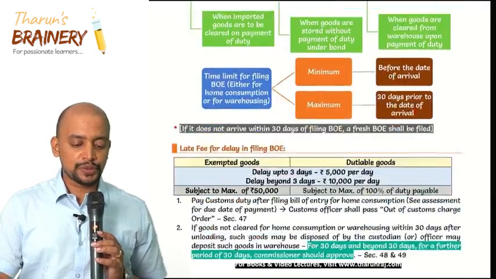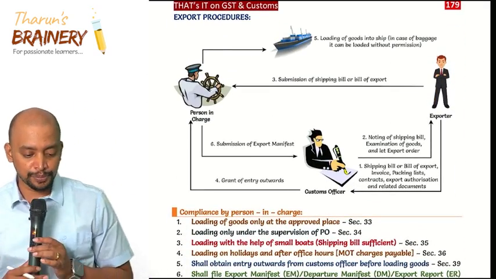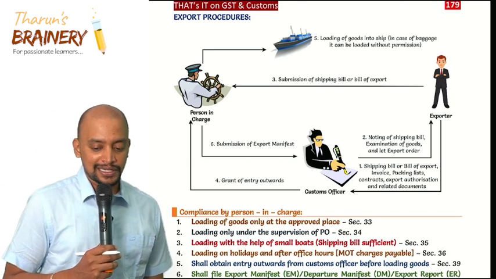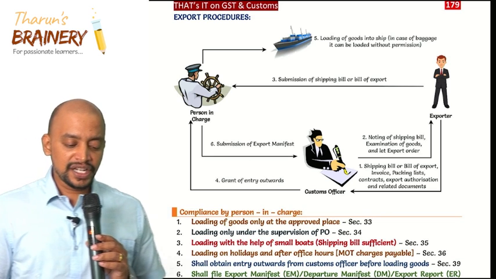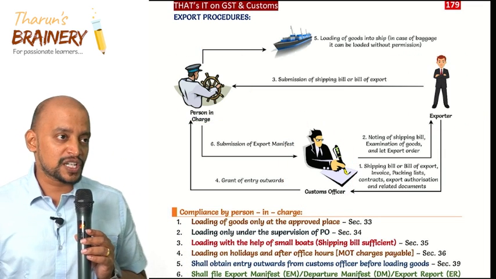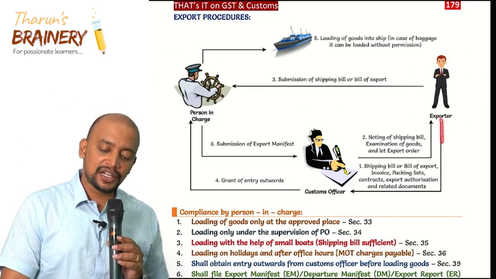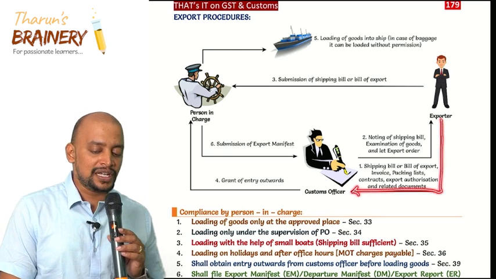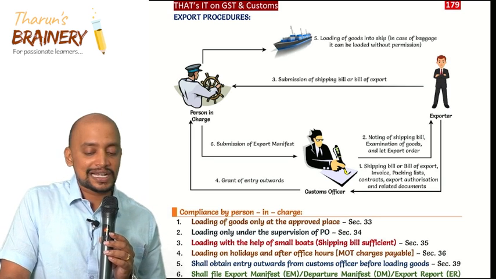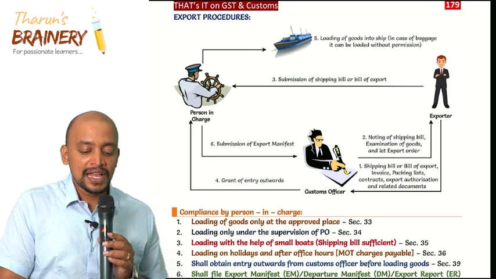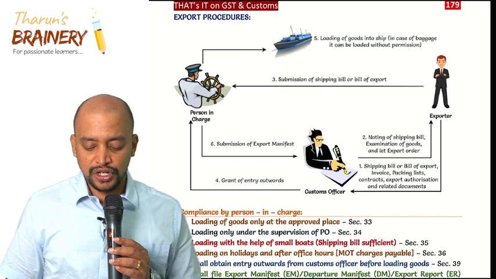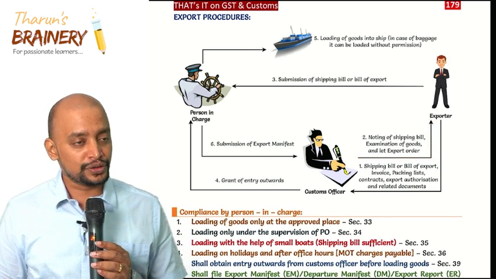So these are the procedures to be followed by the importer and the person in charge in case of import. Now we are looking into export procedures. This export procedure is simple. It revolves between the person in charge, the customs officer and the exporter. The exporter will take the goods to the customs officer. Along with the goods, he will file a shipping bill or bill of export, and if there is any customs duty, he will pay that customs duty. The customs officer will verify the goods, and if the goods are allowed to be exported, the customs officer will pass a let export order to the exporter.